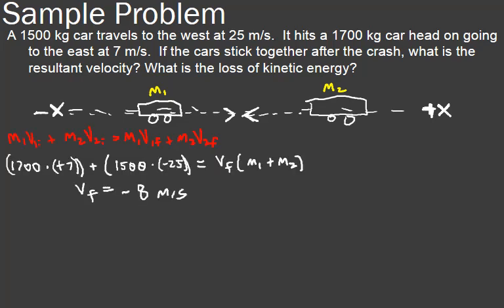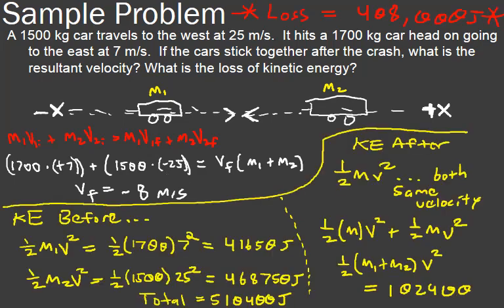All right, so we should get negative 8 meters per second. The key here is the car that's going west has a negative velocity, if you remember how important the signs are in this unit. And then for our energy, we can look at the energy before, which is 510,400. Afterwards, it's 102,400. A loss of 408,000 joules. And head-on collisions are rough, right? Because you're going to lose a lot of energy in that collision.